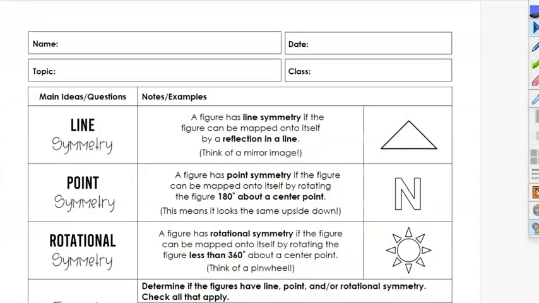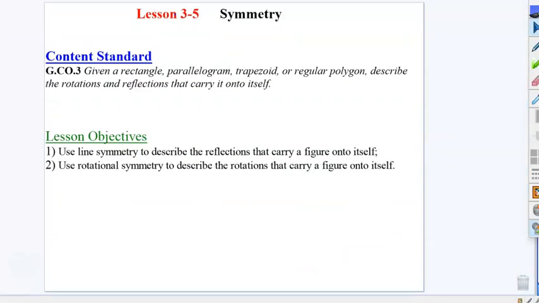All right, we are now ready for lesson 3.5, and the topic, as you can see, is symmetry. The word symmetry you can think of as the word sameness. Let me just write that up there. The word sameness. And what we mean by that is there are three different types of symmetry that we're going to be talking about today: line, point, and rotational. And after looking at that symmetry, what should happen is we should create sameness.